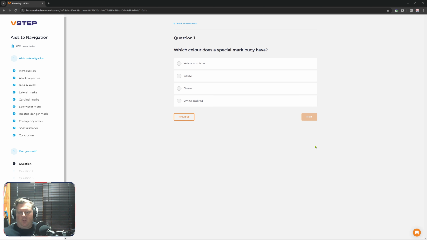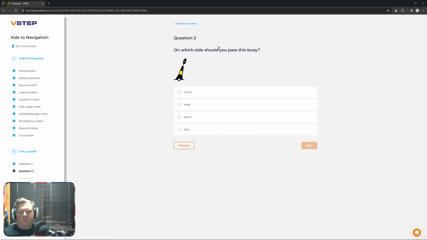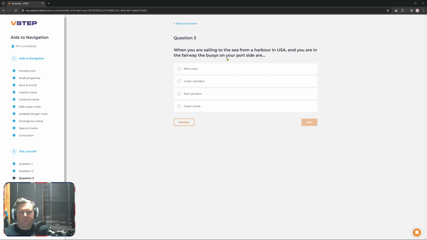Right, let's have one more go at this. Which colour does the special buoy have? Yellow. Which side should you pass this buoy? On the east. When you're sailing to the sea from the harbour in USA, you're in the fairway. The buoys on your port side are red cones.